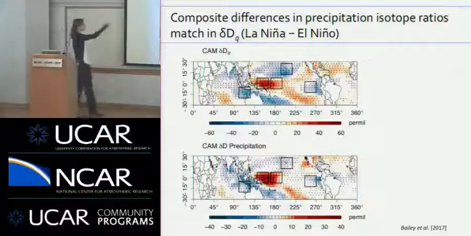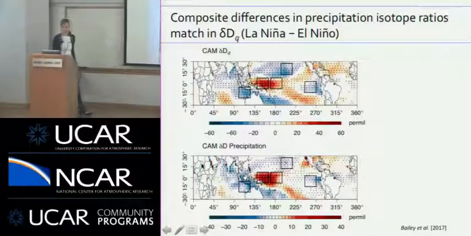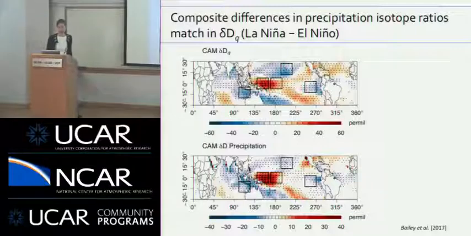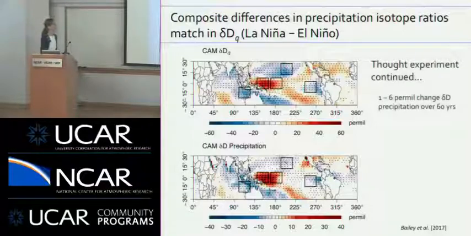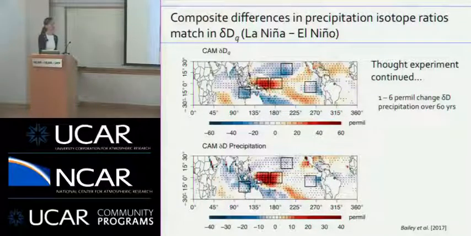So here are the composite differences between La Nina and El Nino for CAM, delta DQ. And on the bottom, what you'll see is the changes in the delta D of precipitation. So the dependence is a little weaker, but it's the same spatial coherence. And so if we redo our thought experiment using the slightly different dependence of delta D on divergence, it suggests that we should be seeing a 1 to 6 per mil change in the precipitation isotope ratios. And that, again, is something that we can certainly observe.